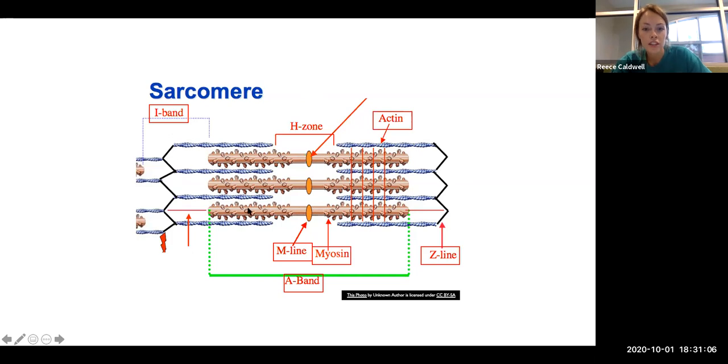We have the little myosin heads that attach to the actin and bring those Z lines together. And we have two bands, the I band and the A band. The I band contains only thin filaments, and the A band contains thick and thin filaments. The I band is the lighter band and the A band is the darker band. Lighter, darker. So this is your sarcomere, and the sarcomeres are how we contract our muscles.